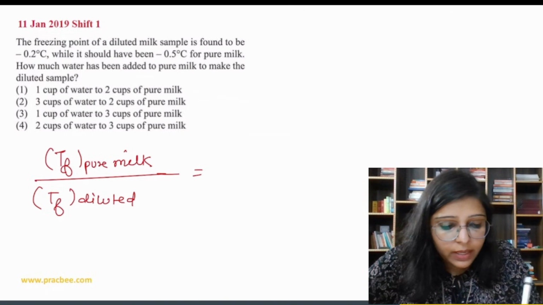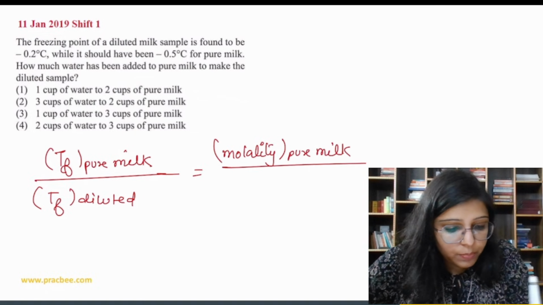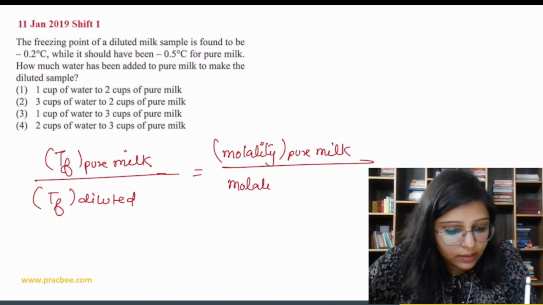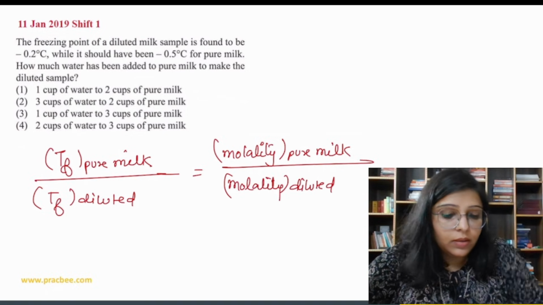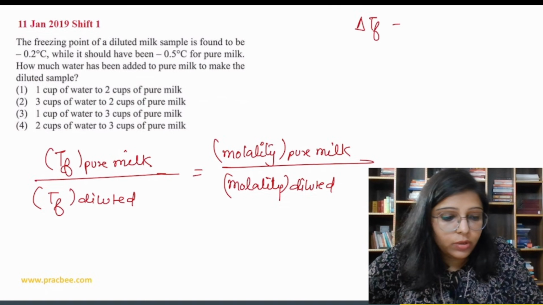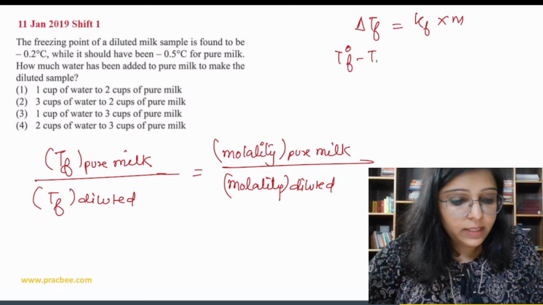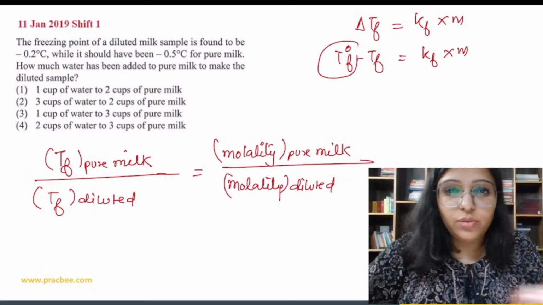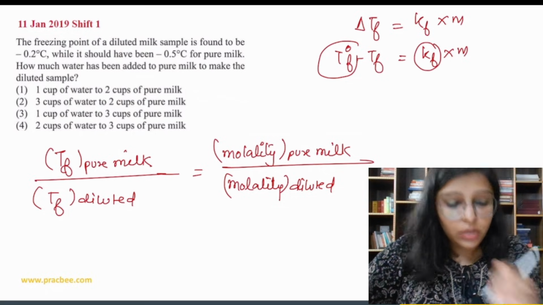KF is going to be the same, so we can say molality of pure milk upon molality of diluted milk. See, delta TF is equal to KF into molality. So this is T naught F minus TF, it is KF into molality. So T naught F is going to be the same, right? KF is going to be the same, so we can cancel out.